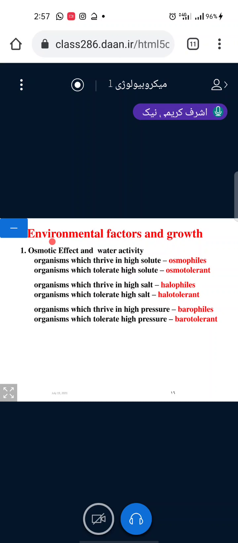About osmotic pressure, in different media, we have different forms of organisms. For example, organisms which thrive in high solute are osmophiles. Yes, osmophile is the definition for organisms that thrive in high solute.